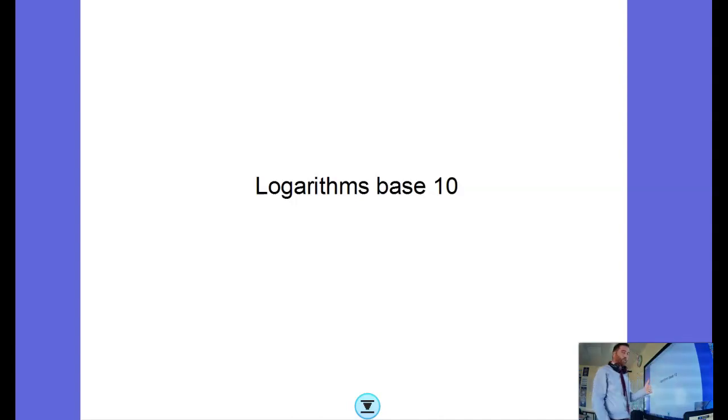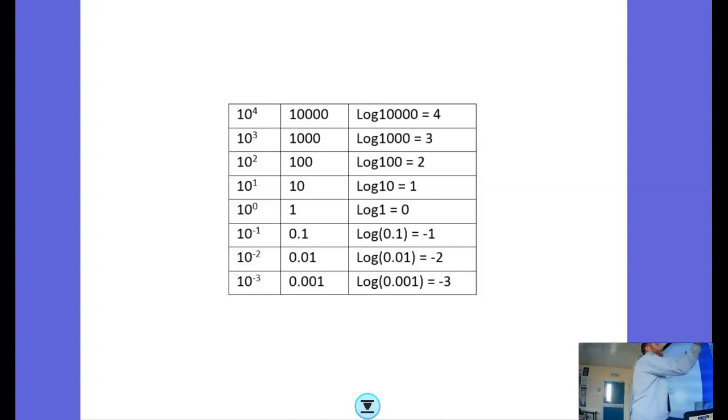Hey maths fans, logarithms base 10. For this one, we need to think about powers of 10. You need to be comfortable with positive and negative powers of 10, and then hopefully you'll be able to see some of the links and spot the patterns.